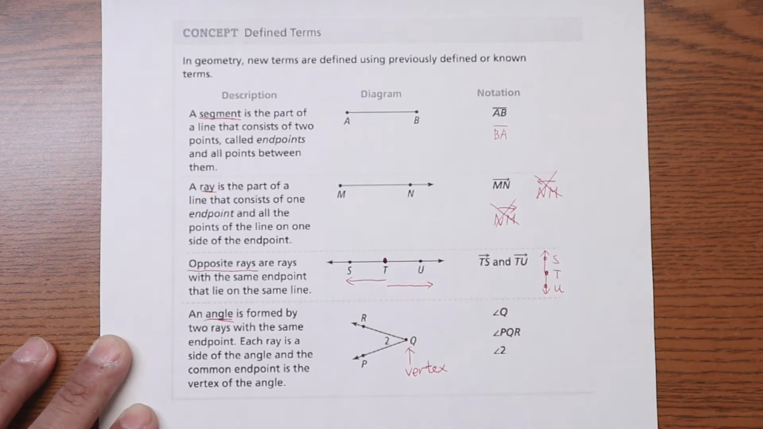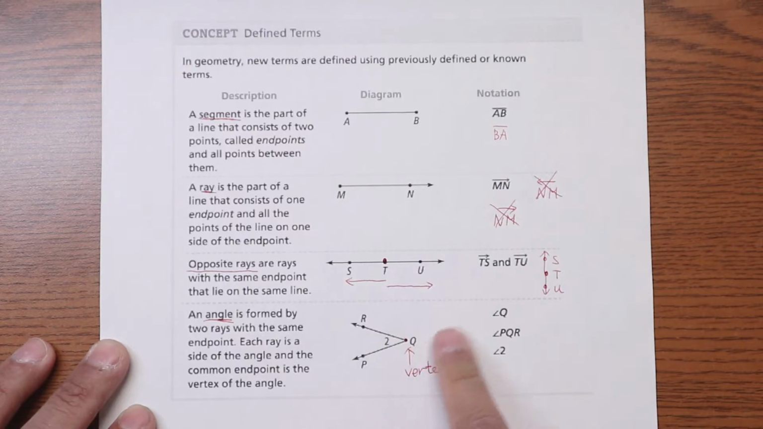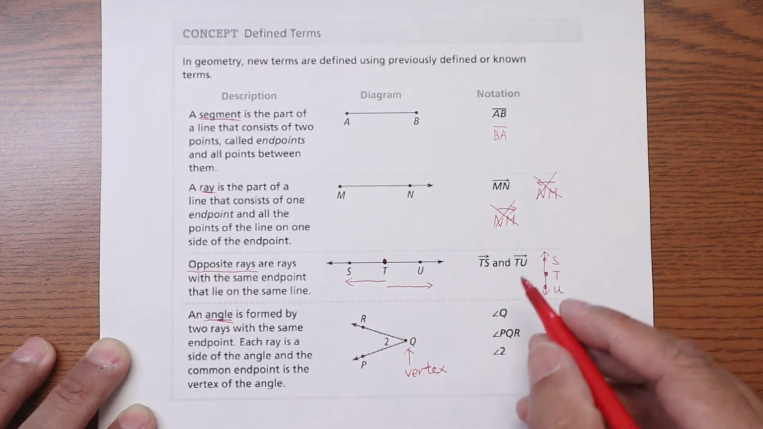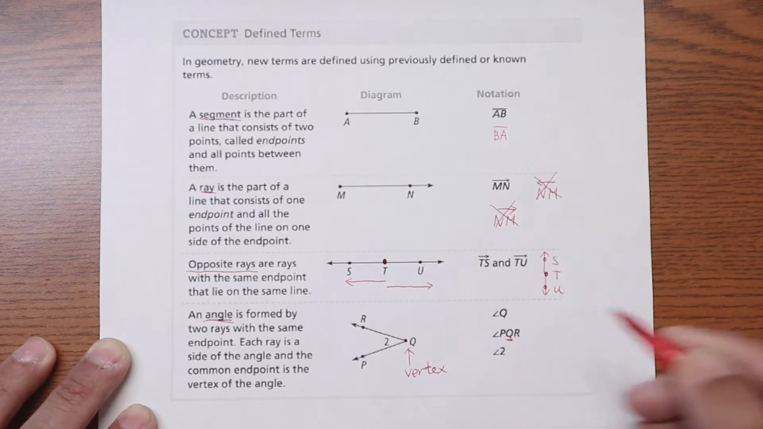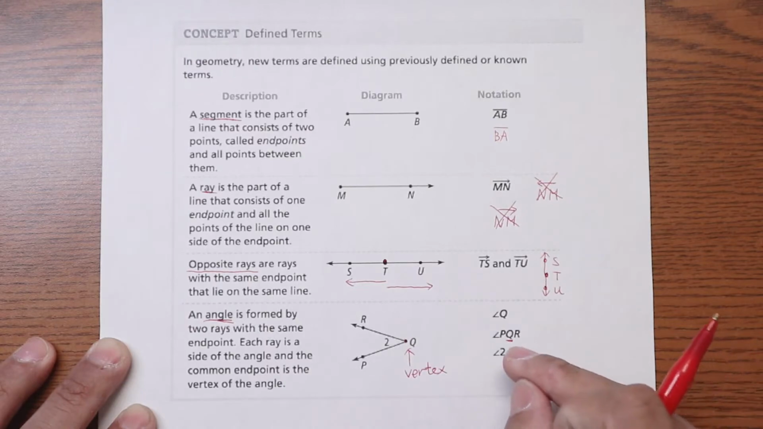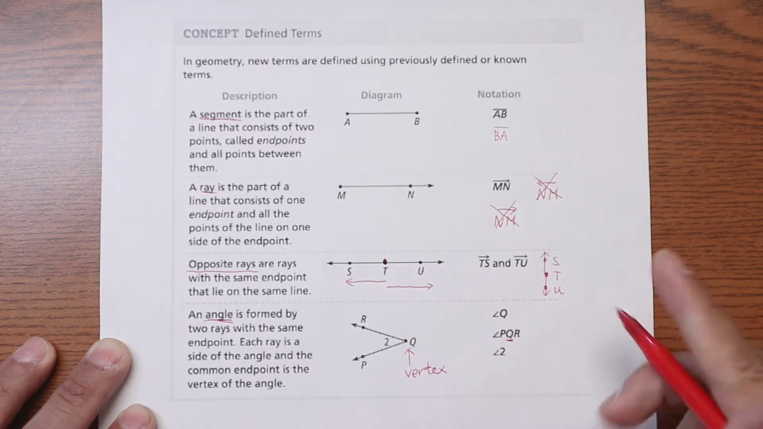And there are ways to name this angle. So you could name this angle Q if there's only one angle standing here, right? There's no other angle next to it. We could name it angle Q. We could also name it with three letters. Name angle PQR or RQP. However, the vertex has to be in the middle of the three letters. So Q has to be in the middle. It cannot be on the left, it cannot be on the right. It has to be in the middle.